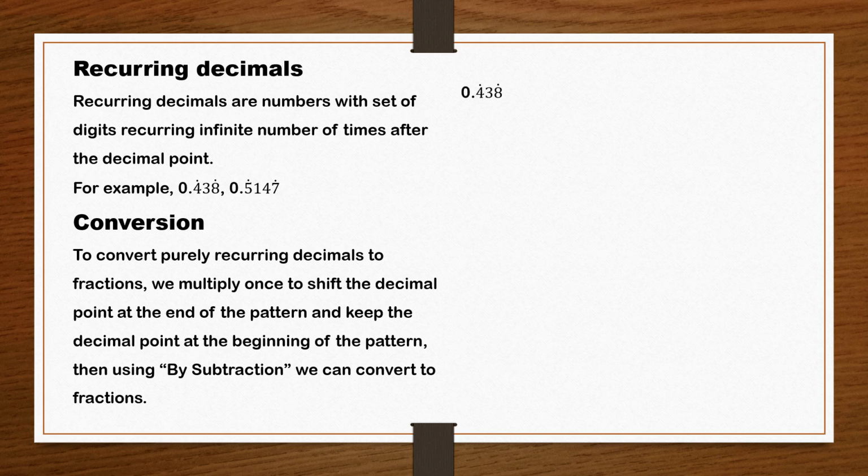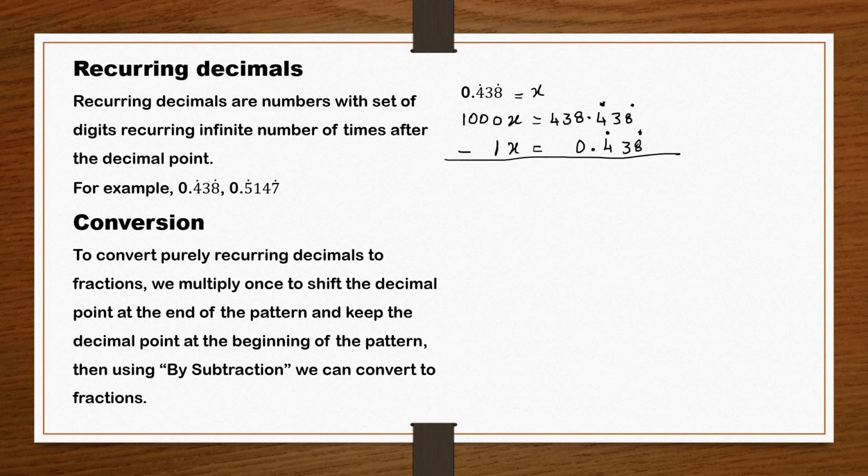For example, 0.438 recurring. Let's take it as x. To move the decimal point at the end of the pattern, multiply x by 1000. 1000x equal to 438.438 recurring. To keep the decimal point at the beginning of the pattern, multiply x by 1. 1x equal to 0.438 recurring. Now we do subtraction.